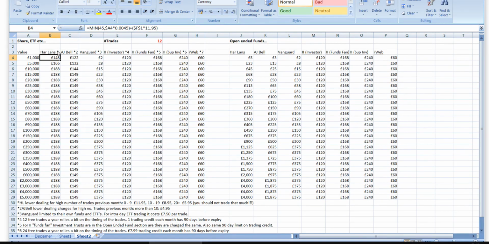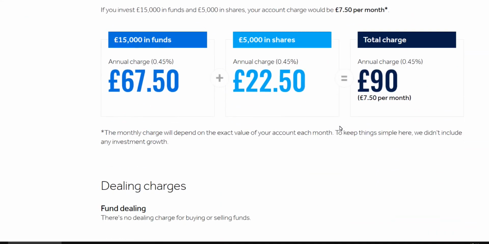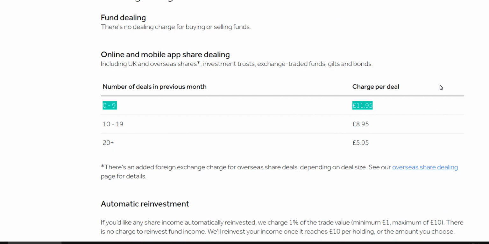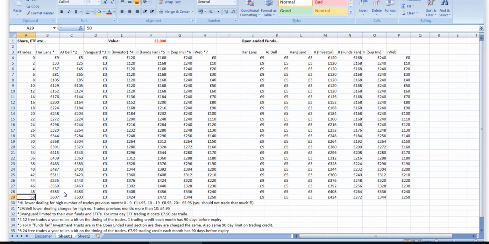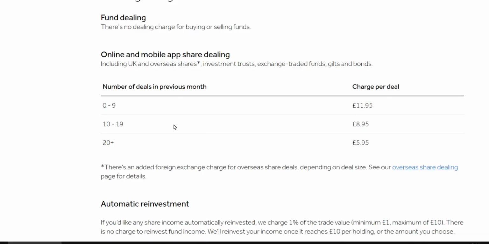So that creates, for shares and ETFs, the minimum of £45 or 0.45% of the value, plus the number of trades, which is 12 at the moment, times £11.95, and the £11.95 comes from down here. As you can see, that's the most expensive. But if you trade 10 to 19 times in 1 month, or above 20, the price goes down. Who on earth is going to do that? I've only gone up to 50 trades a year in my spreadsheet, so I haven't accounted for that in my formula. I mean, you wouldn't be an investor if you were doing above 9 trades a month. You wouldn't be an investor. So I don't think it fits the remit of my channel to even talk about people who trade 10 to 19 times or above 20 a month.